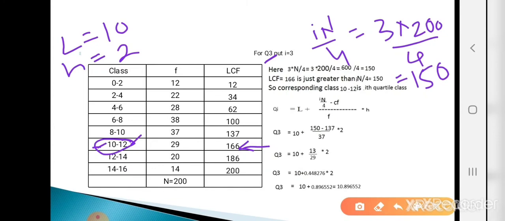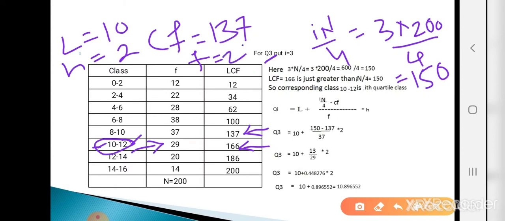Then CF is the LCF value before the quartile class. So here the 137 LCF is before that class, so 137 is the value. And the last, F is the frequency of the quartile class. What is the frequency of that class? 29. Now plug all the values in the formula. L is 10, iN divided by 4 value is 150, CF is 137, H is 2 and F is 29.